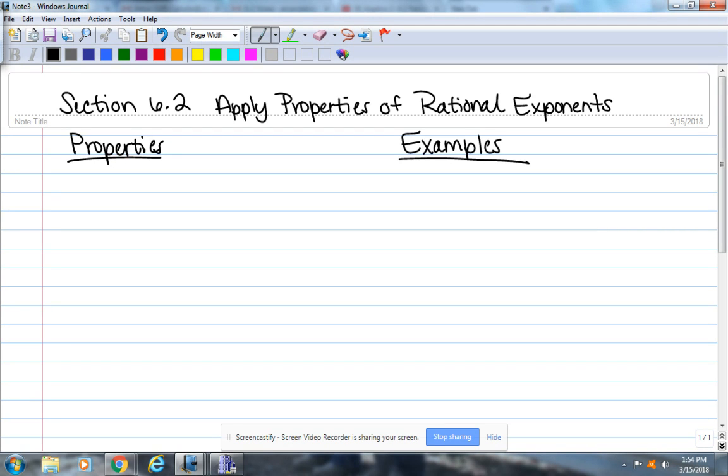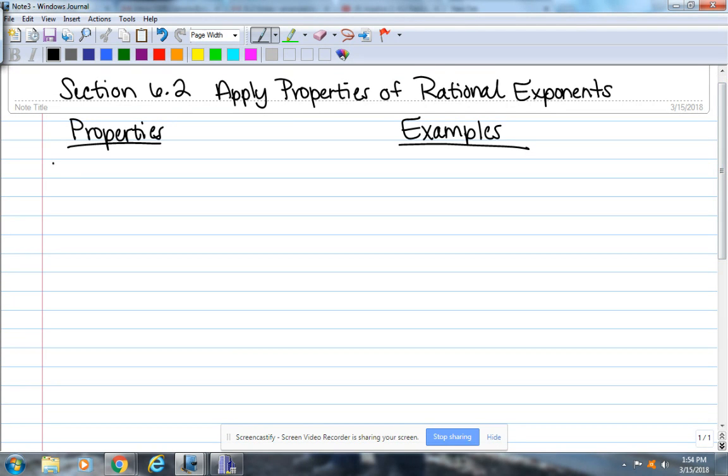Like if we multiply two things with the same base, what do we do with the exponents? We add them. Or if we take a power of a power, what do we do with the exponents? Power of a power, we multiply. If we divide two things with the same base, what do we do with the exponent? Subtract. Right. So a lot of those properties are going to come into play in this lesson.